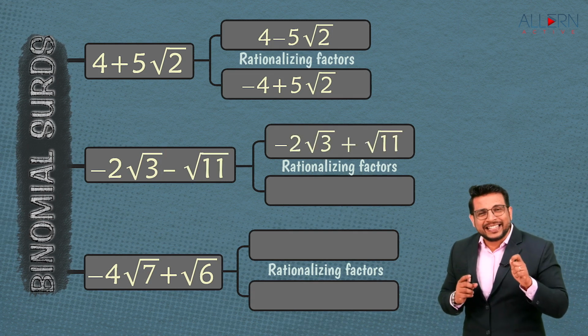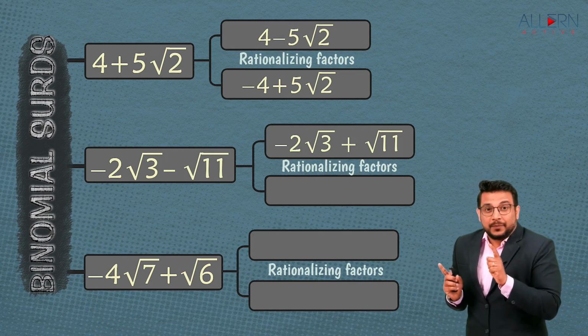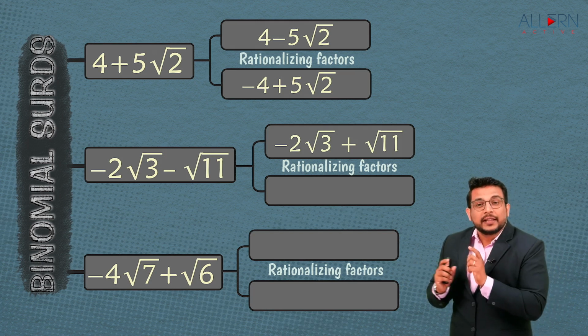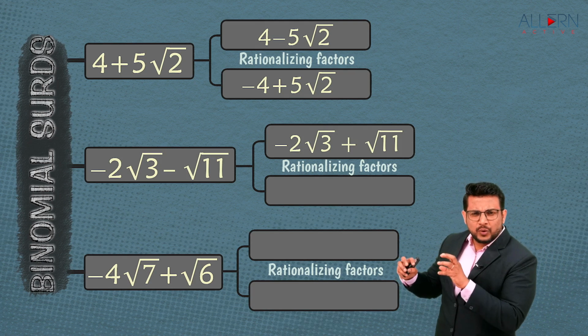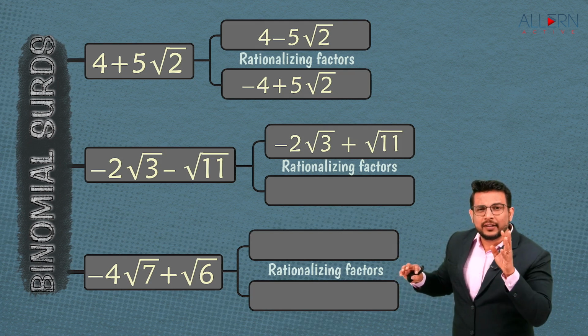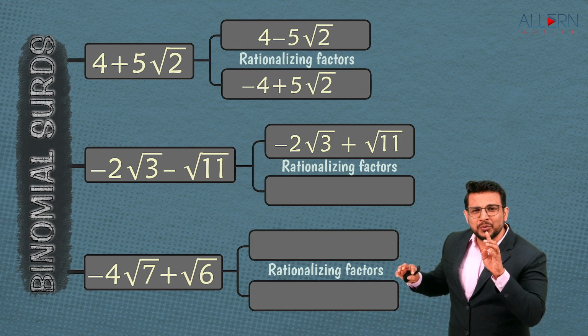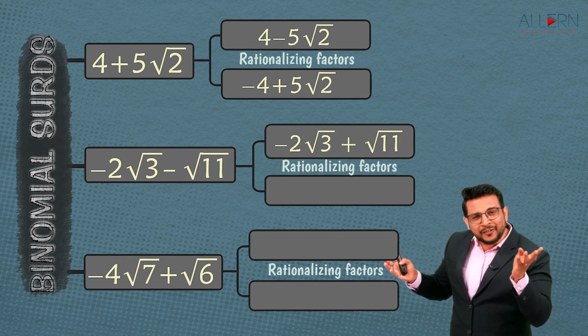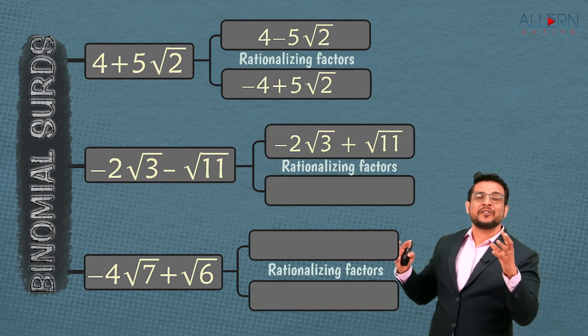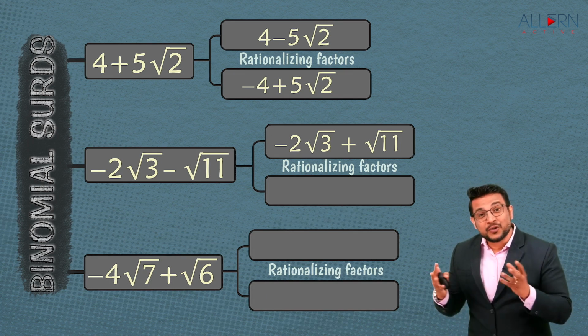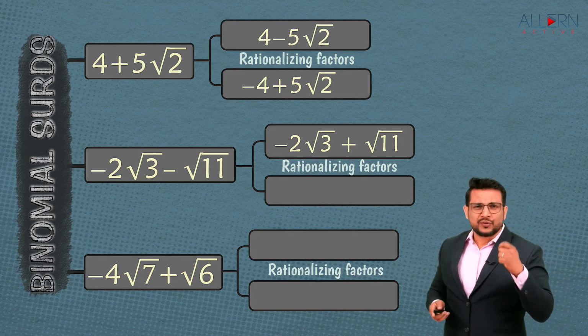That means these two surds which you saw, that is minus 2 root 3 minus root 11. For that, what's the conjugate? Its conjugate is nothing but minus 2 root 3 plus root 11 and vice versa. They are nothing but a pair of conjugate surds. Conjugate pair of surds.